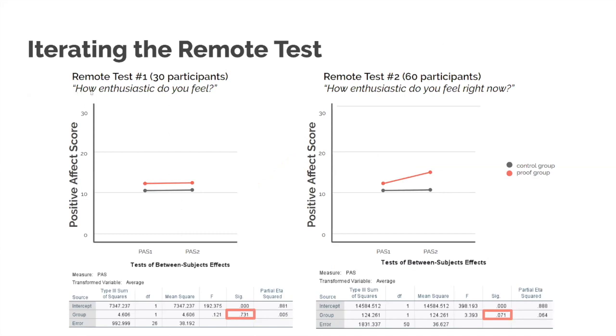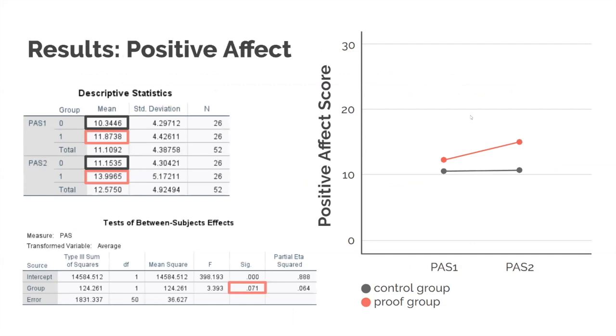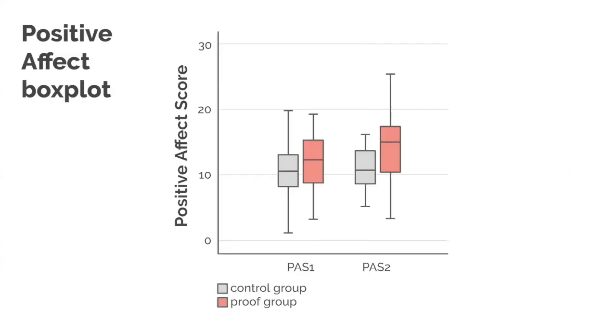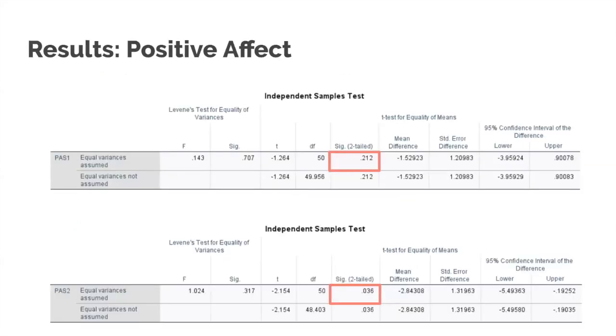Okay, so with iterating the remote test, to begin with, positive affect was identical, and I found that to be a problem with the controls, so I used them as is, and it's like, how enthusiastic do you feel? There was kind of confusion over what that was about. So a revision of how enthusiastic do you feel right now actually showed that there was an increase in the proof group. So that went from being a very insignificant result to quite significant just in the phrasing of the questions. And then here we can see it is close to significant, but not when you look at the difference between the two groups. And further on the box plot.